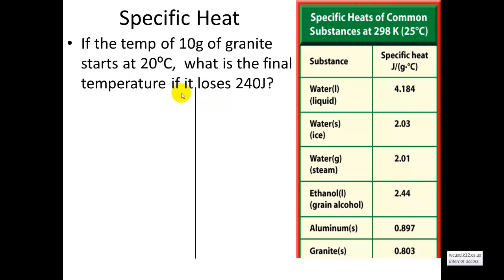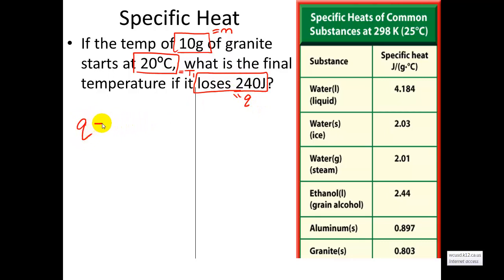So this problem is difficult for several reasons. First of all, I'm asking you for the final temperature, and I'm telling you the start temperature. You're also given the mass, so I'm going to define this as the mass, and this is T1. One of the reasons this one's difficult is because it says it loses 240 joules. This is my Q, except it's a negative number because it's losing it.